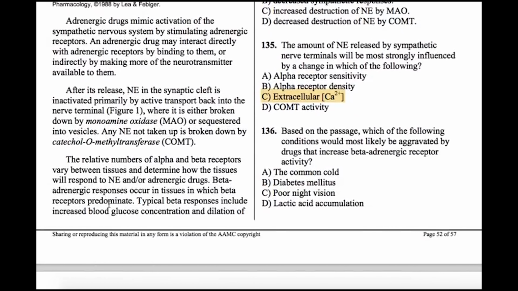But we do know pathology that's associated with blood glucose, and that would be diabetes, right? Diabetes mellitus. So if we're having these beta responses, right, that is releasing a lot of glucose into the bloodstream, and the individual already has diabetes, that's going to be a big problem, because you're going to have a rapid rise in blood glucose concentration. That can lead to seizures and a whole host of other issues. So we're going to pick diabetes.